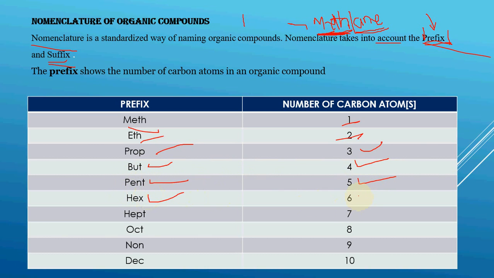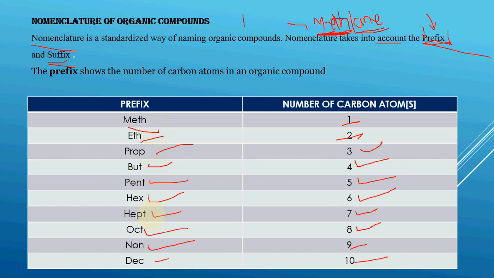X, it's now 6 carbon atoms present. So in a molecule, every time you have 7 carbon atoms, it's going to be called hept, meaning 7. Every time you have oct as the prefix, it simply means you have 8 carbon atoms in that particular molecule. And non, we're still saying it's 9, meaning there are 9 carbon atoms, and dec meaning there are 10 carbon atoms. So basically these are the prefixes that you just have to know.